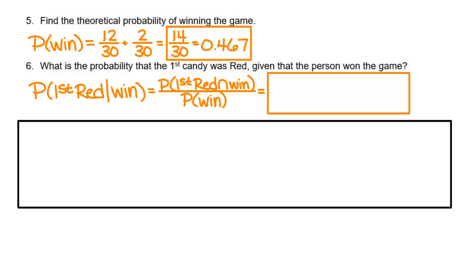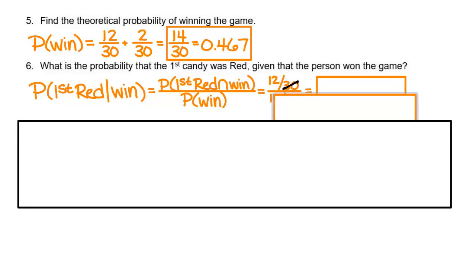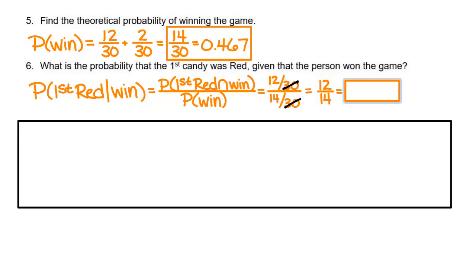What was the probability that the first is red and you win? 12 out of 30. What's the probability of just winning? 14 out of 30. So I have 12 out of 30 over 14 out of 30. I have a fraction on top of a fraction. Notice my denominators on both of these match, so they cancel out. So that would give me 12 out of 14.